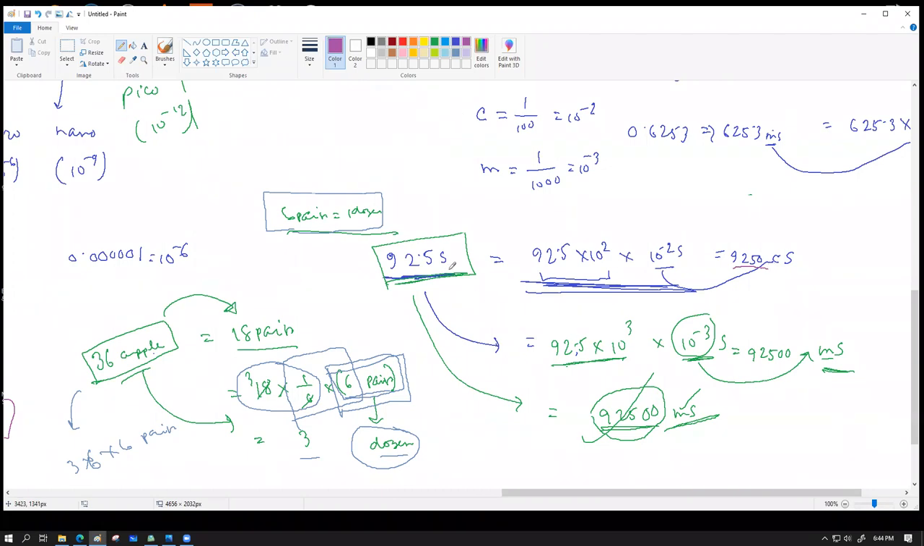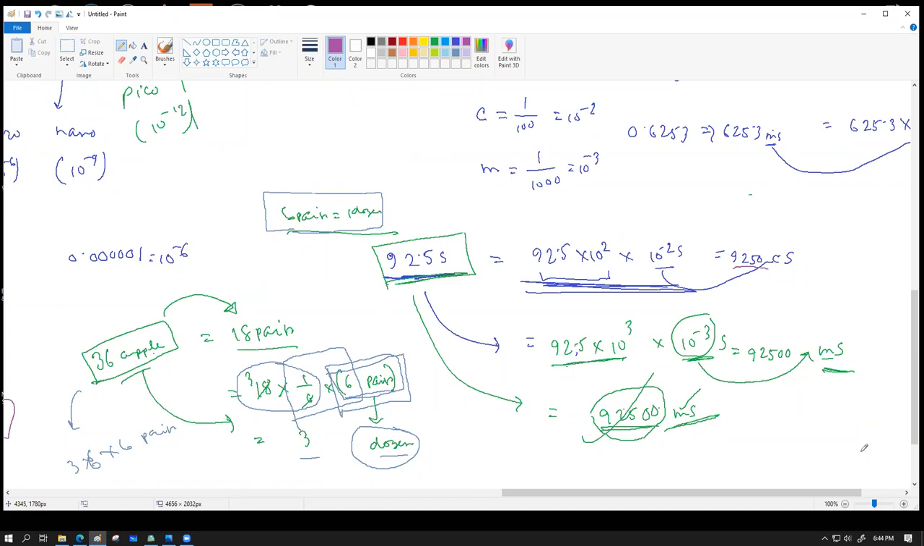Check this out. In the same way, if you want to convert this into milliseconds, you have to move the decimal point 3 divisions. So you're going to move it 1, 2, 3. So you're going to need 2 more zeros over here. So this is basically 92,500 milliseconds, because what this means is the decimal point was here. In the second expression, the decimal point used to be here. And now the decimal point is here. So it has moved by how many divisions? Have a look. Three places.